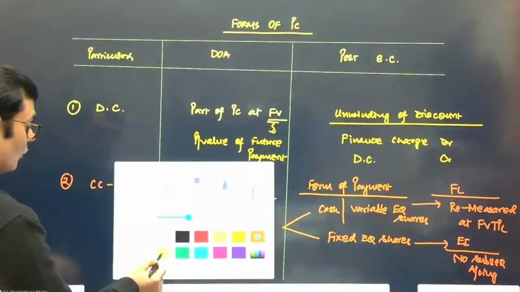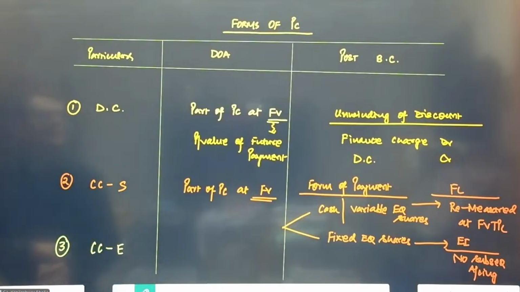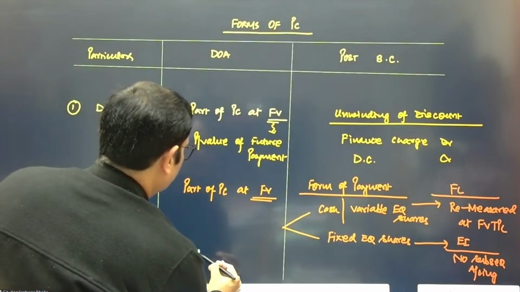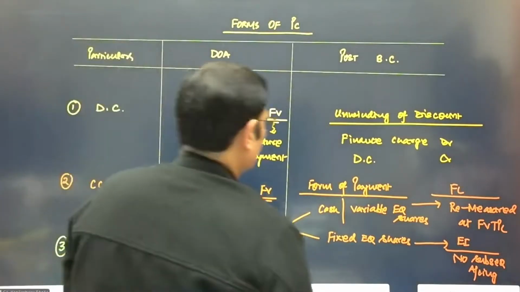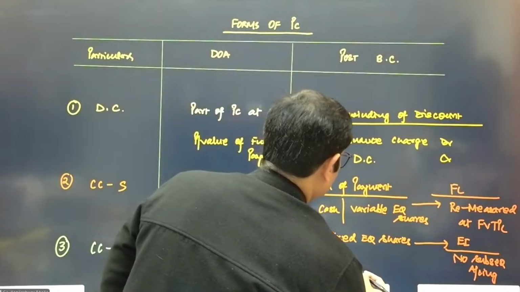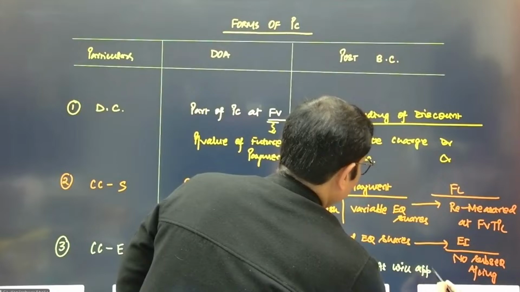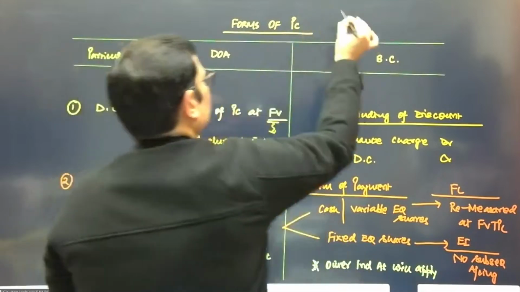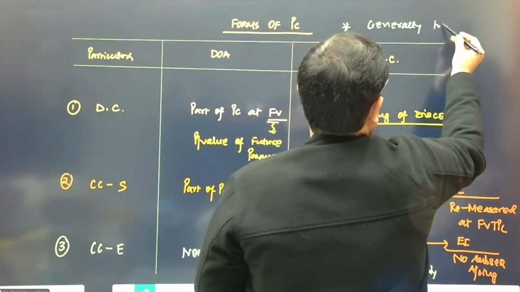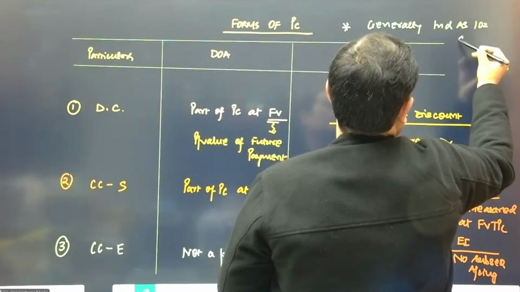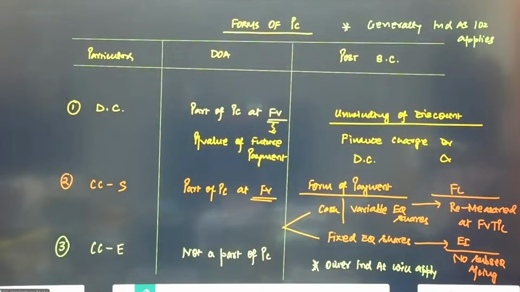And finally, we can also consider the third element, and that is contingent consideration in the employee capacity. It is not a part of PC. It is not a part of the purchase consideration. And in the post-business combination, other Ind AS would apply. So most probably it would be Ind AS 102. So I'll just make a mention that generally Ind AS 102 would apply, but I've just made a mention of other Ind AS in this case.